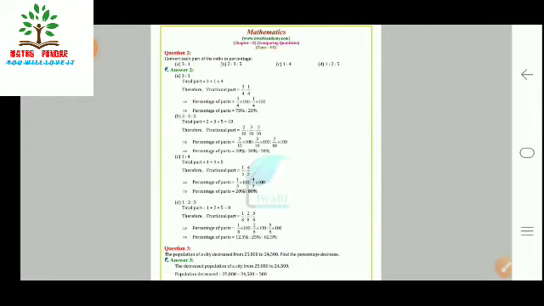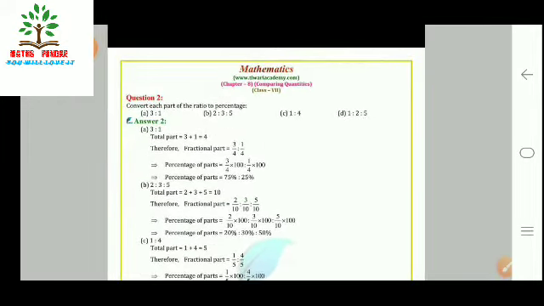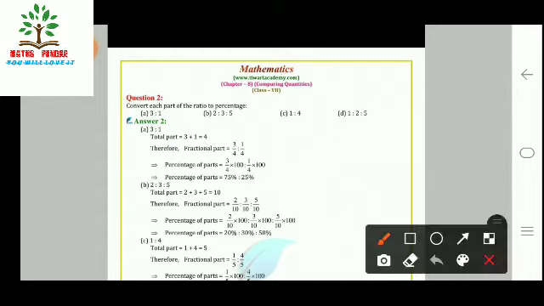Now moving towards the next question, question number 2. In question number 2, convert each part of the ratio to the percentage. So we have to convert them into the percentage. Looking here very carefully, in the first part it is given as 3:1. So what we are doing, we are just adding both. So 3 plus 1 is equal to 4.